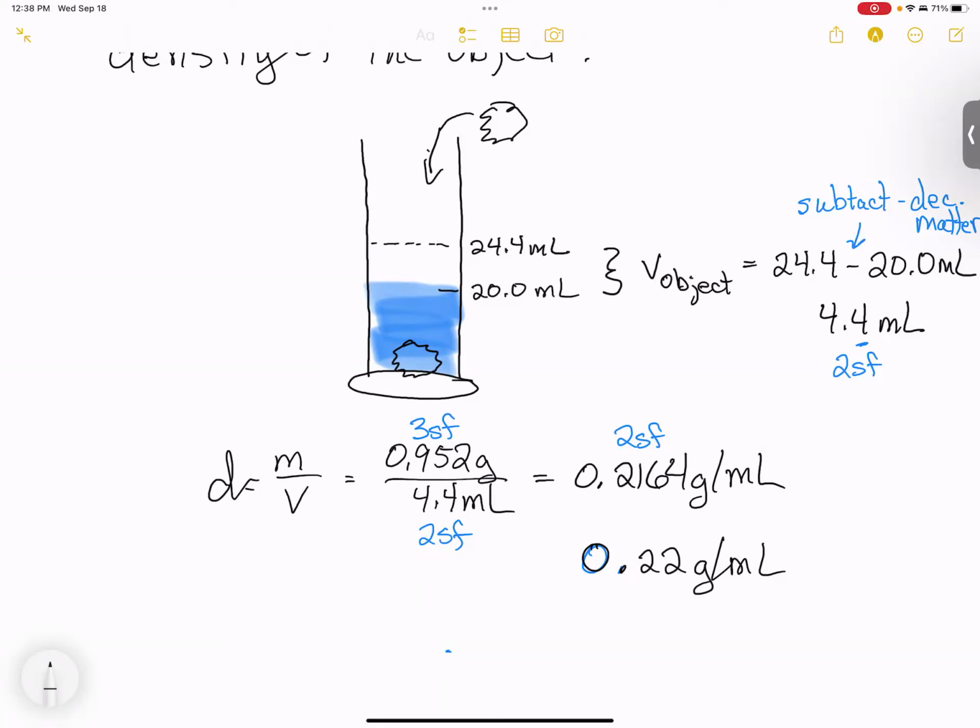Now, density is but one characteristic. And as we find out in chemistry, one characteristic by itself is insufficient to identify an object. But if you have multiple characteristics, then yes, you can usually identify the object. Any questions about how to calculate the density of the object?